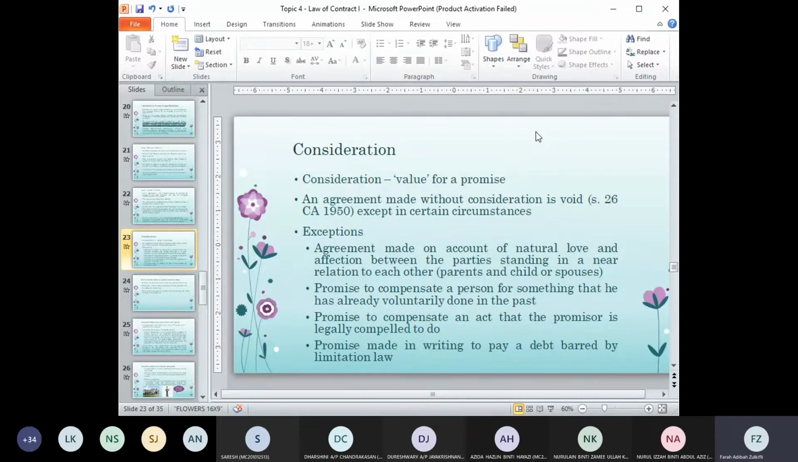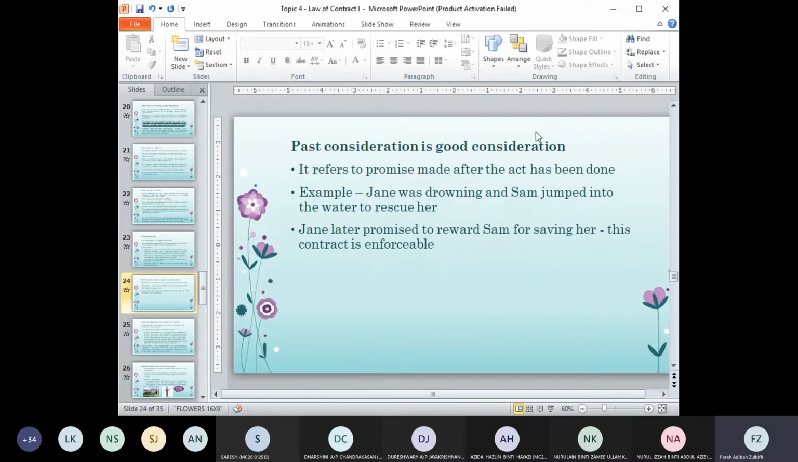Okay, but if there is no written promise by the person who owes you money, after 6 years you can no longer get any claim under the law because it is barred by the limitation law. Okay, so that is consideration. So past consideration is good consideration even though the act has been done, even though someone has already saved you.